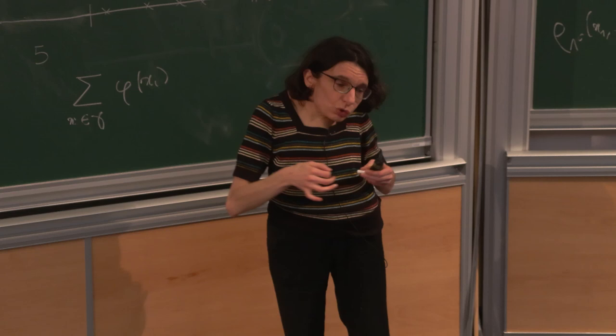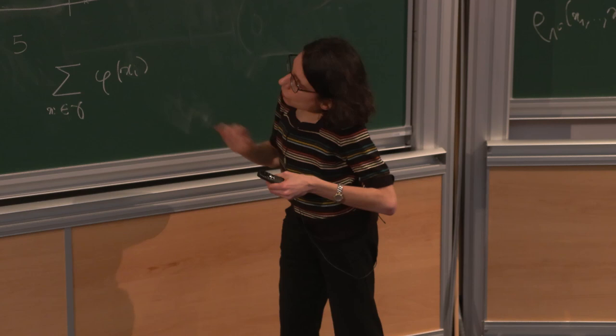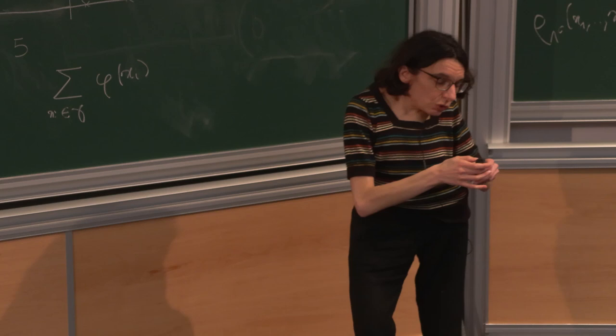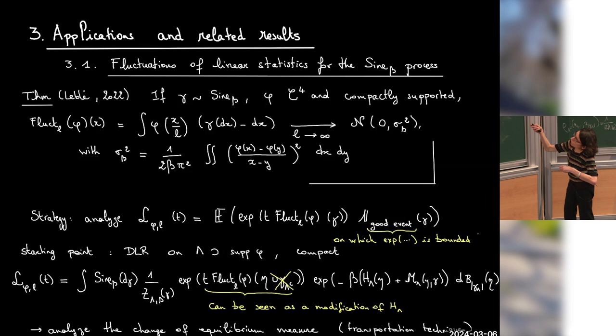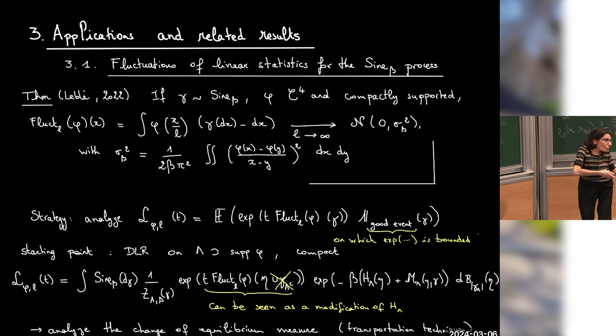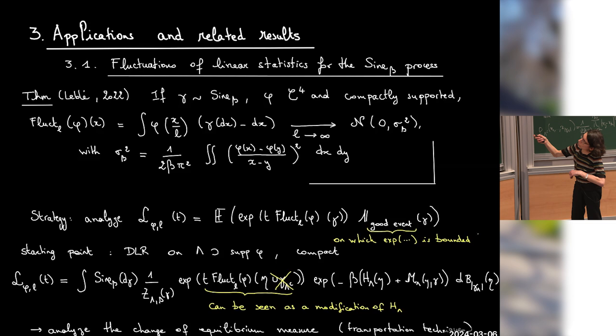As I said, we zoomed so that we have one particle per unit of volume on average. So if we want to look at the fluctuation, we have just to compare to the Lebesgue measure, because we are on the right scale, so that the average is the Lebesgue measure. So we look at what is called fluctuation for linear statistics, again rescaled on the right scale.